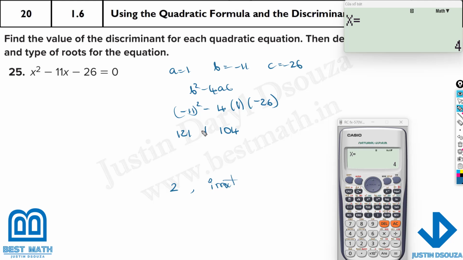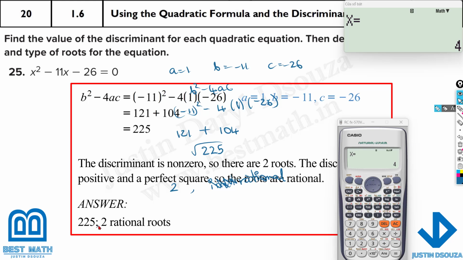It's plus 225. 225 is a perfect square. You can take the square root, it's 15, right? So it's a rational. Over here, it's rational. 2 roots which are rational. You can do it over here. So yes, that's the correct answer.